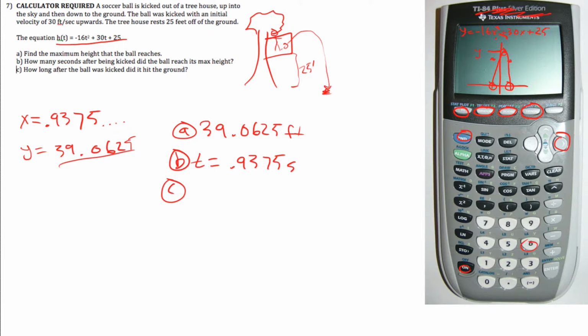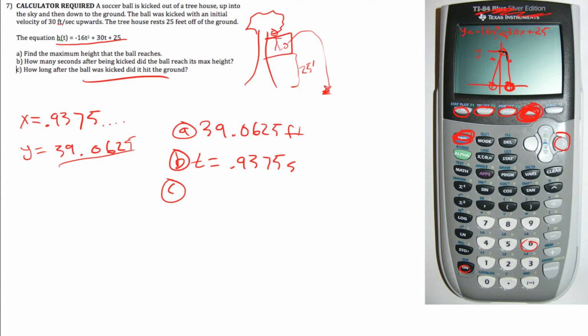Last question, C. We want to know how long after the ball was kicked did it hit the ground. Well, the ball hits the ground when the height is 0, and remember, this is the graph of height at specific times. So find when the height is 0, aka find that intercept right there. Again, go to second, go to trace to calculate, and this time instead of a maximum, you want to choose the second option, which is 0. And again, it says left bound, which is just telling you to make sure your cursor, as it moves along your graph, is somewhere to the left of that x value.